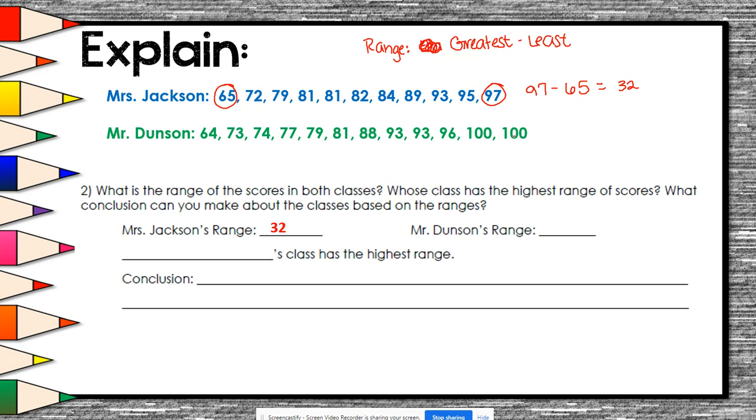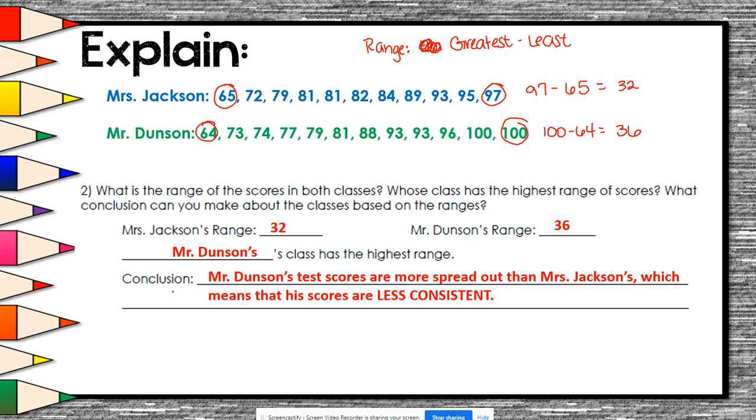For Mr. Dunson, his greatest test score is 100 and his least test score is 64. So we would do 100 minus 64, which would give us 36. Well, when I look at this, I can see that Mr. Dunson has a higher range than Miss Jackson. Now, because that range is highest, remember range is a measure of spread. So because Mr. Dunson's range is highest, that means that his data is more spread out than Miss Jackson's.